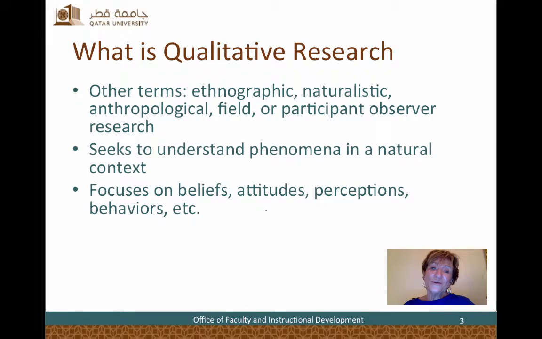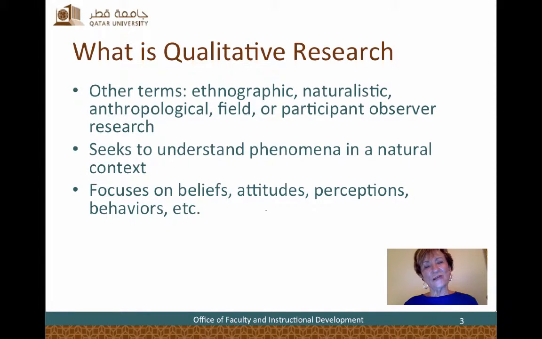What is qualitative research? Well, it's known by many different terms, and each of these terms has a slightly different way of doing research. Ethnographic, naturalistic, anthropological, field study, participant observations, case studies. There are many different terms and many different variations within the qualitative research paradigm. But overall, qualitative research seeks to understand phenomena in a natural context.